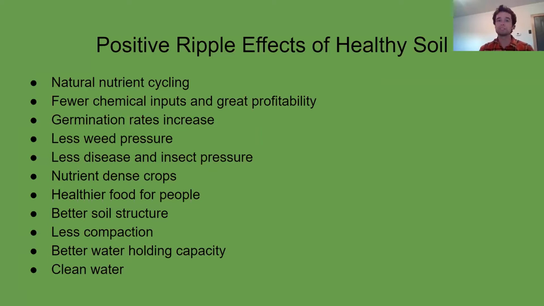This will help all these benefits of healthy soils. You result in natural nutrient cycling, fewer chemical inputs, greater profitability. Germination rates for the plants we're trying to grow increase, and you end up with less weed pressure. I'll go into that here in a minute. The healthier plants are more disease resistant and more insect resistant as well. This natural nutrient cycling creates more nutrient dense crops, which is healthier food for people or healthier grass for cows.